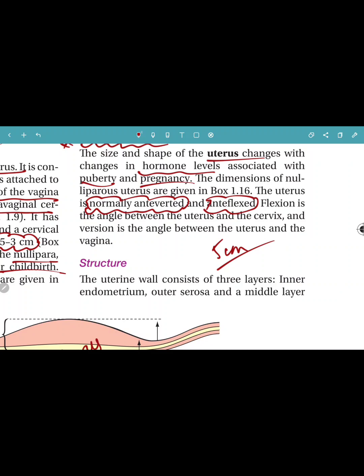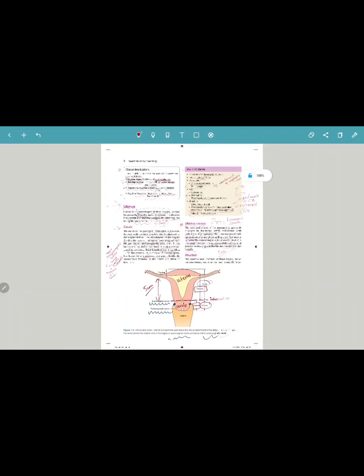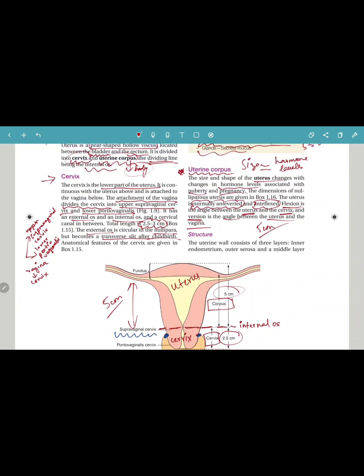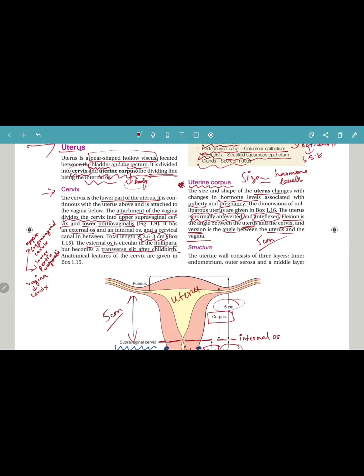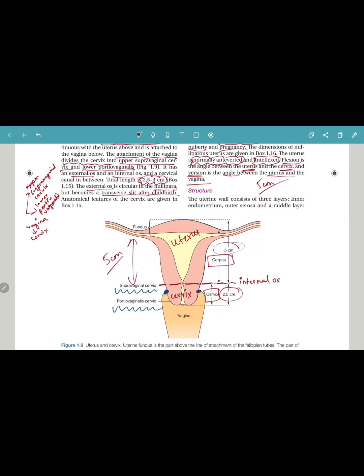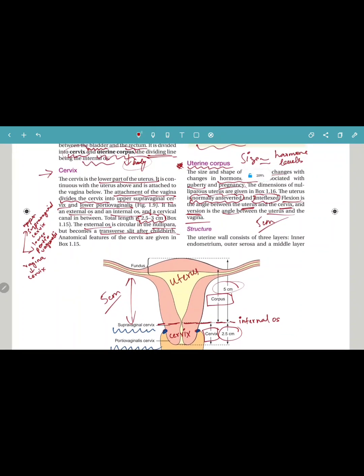Now flexion is the angle between the uterus and the cervix. And version is the angle between the uterus and the vagina. Very simple. The angle between the cervix and the vagina is going to be your anteversion angle, whereas the angle between the uterus and the cervix is going to be your flexion angle.